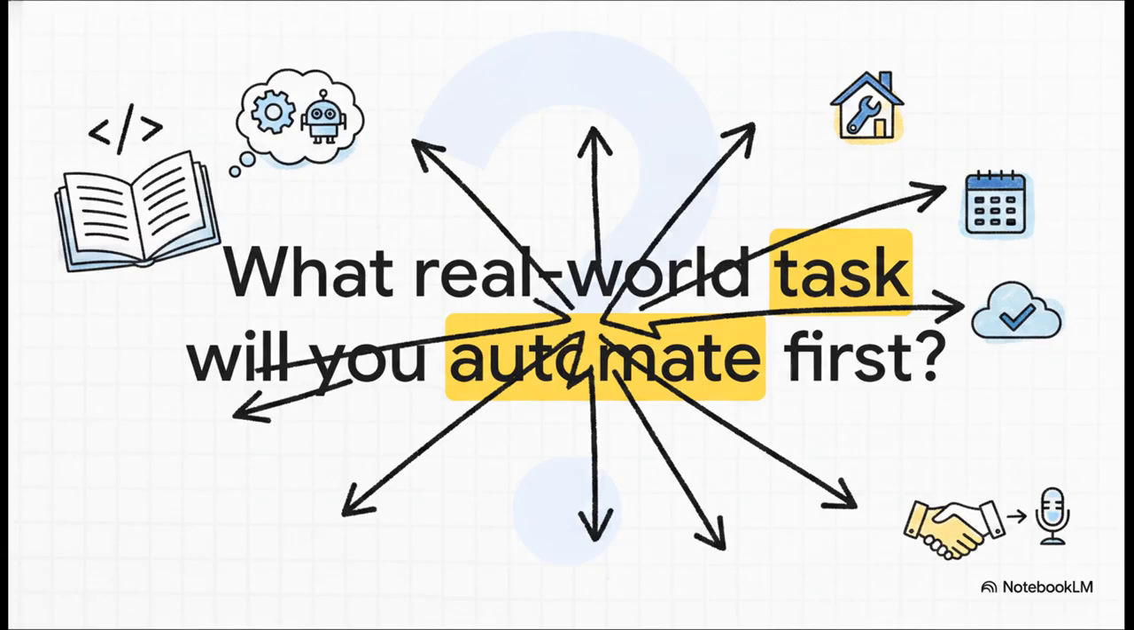So I'll leave you with this final thought to ponder. Now that you know exactly how to give your AI systems real, robust agency, what real-world task are you going to automate first?